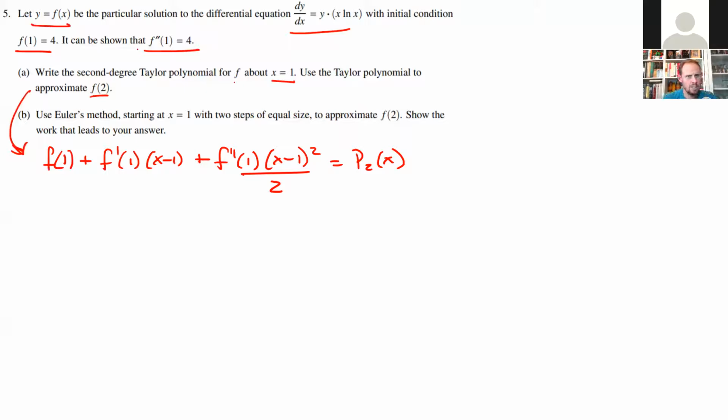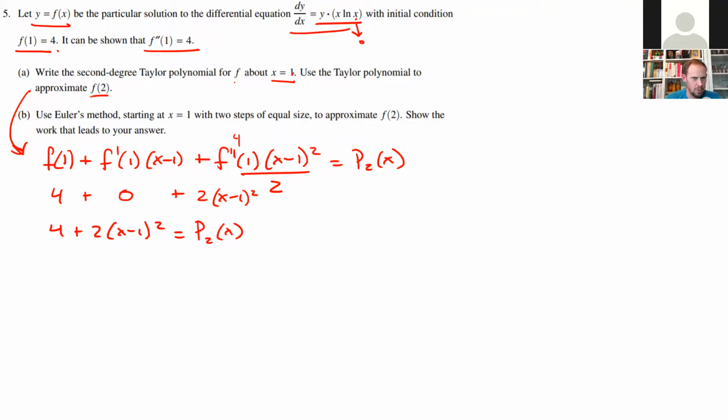All right, f of 1 is just 4. f prime of 1 would be plugging it into there. So if I plug in 1 there, like right here, ln of 1 is just 0. So I'm going to get 0. So this guy is 0. f double prime of 1, they told me is 4 already. Cool. So I'm getting 4 over 2. So that's 2 times x minus 1 squared because it's centered at 1. So I'm getting 4 plus 2 times x minus 1 squared is the Taylor polynomial of degree 2 centered at 1.